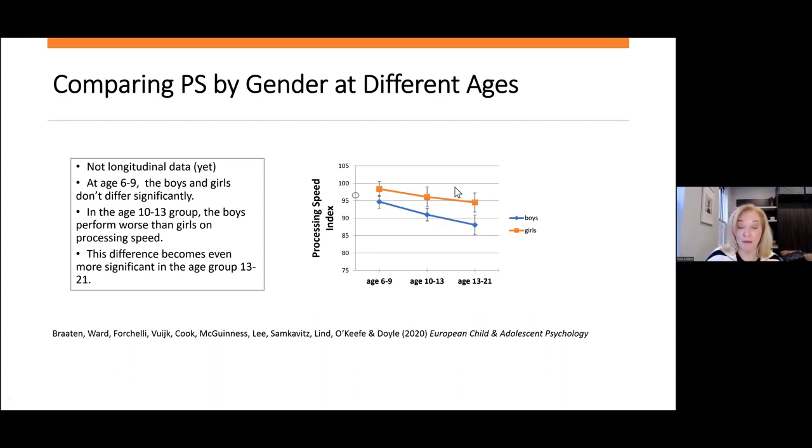So that difference becomes even more significant in that 13 to 21 year age group. So more to come on this, but something to think about, that there are gender differences, especially in processing speed, particularly for individuals with ADHD.